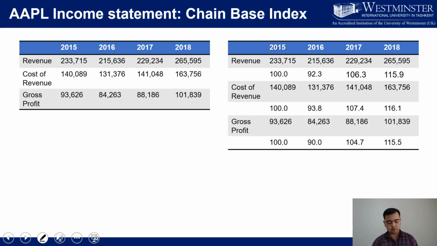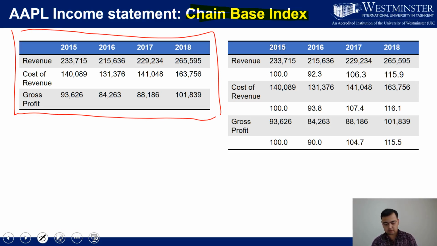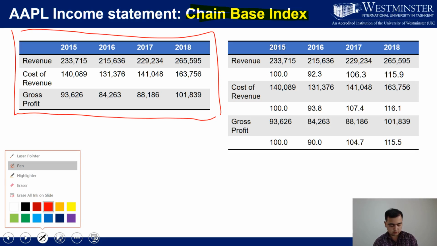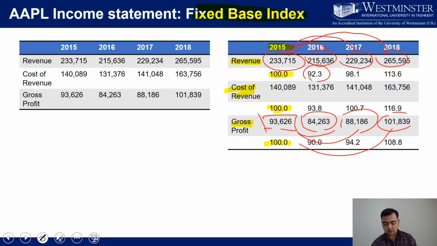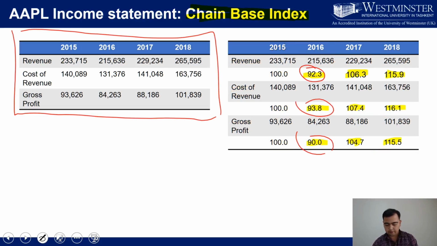Besides that, we also have the so-called chain base index. Previously we talked about the fixed base index. Now we're going to talk about the chain base index. I've got the same information, the same data here, so nothing new so far. I've got the same revenues, the cost of revenues, and gross profits. This time I'm going to calculate these numbers a bit differently. As you see here, for example, these three numbers are the same as in the previous case. Do you see them? But the other numbers here are different. So let me explain it now.